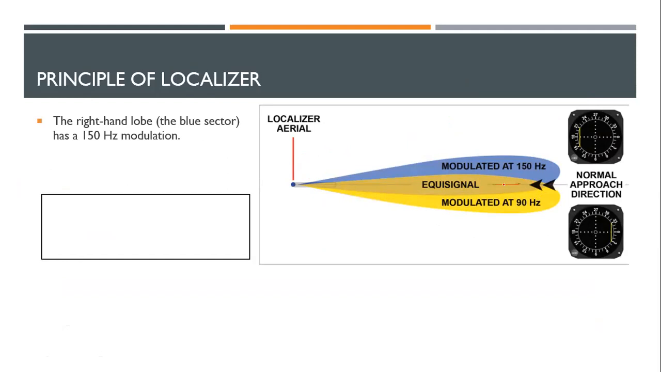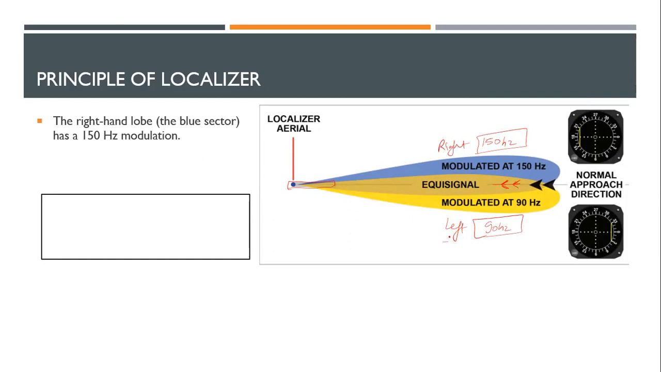See this diagram. This is the extended center line. So the aircraft will be coming in this direction. Over this, you can see the runway. The intention of the aircraft is to land on this runway. Let's look at the perspective of the aircraft. To the right side, you have a 150 hertz modulated signal. And to the left side, you have a 90 hertz modulated signal.